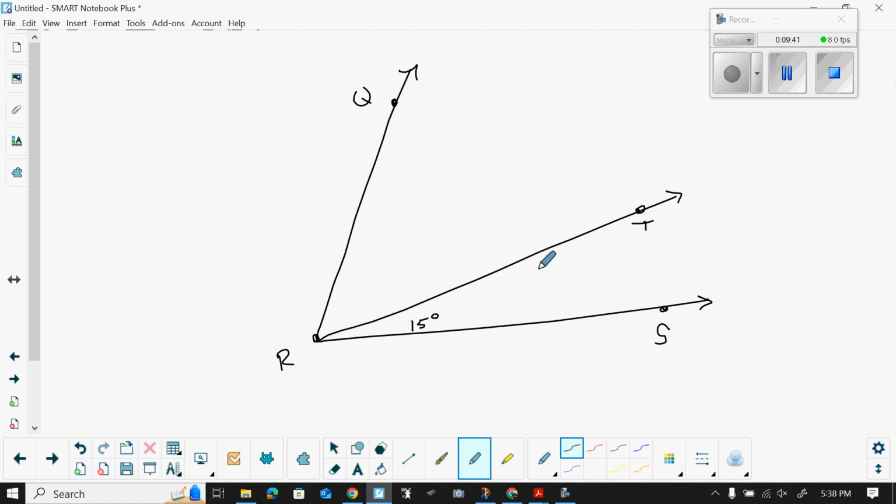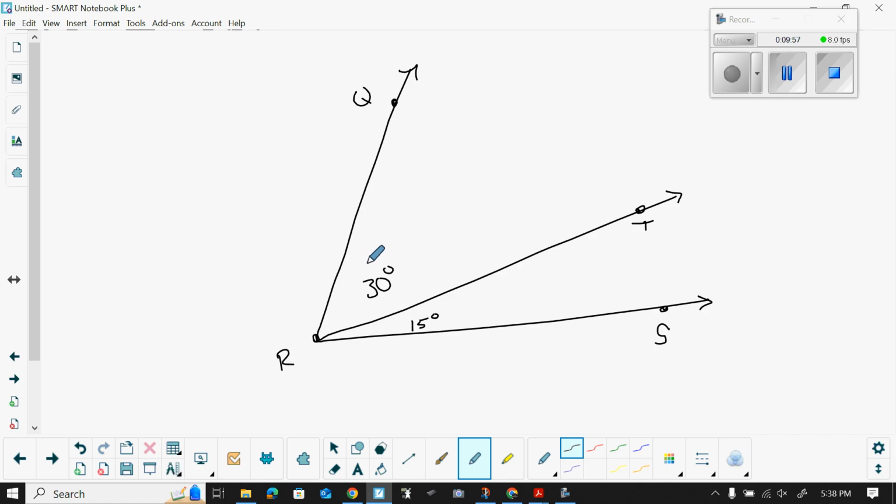I could then say, well, let's say how far opened up is it from this R over to here where the Q is at. I could say this one is opened up, and if you can kind of tell, it's probably about twice as big, and it is. 15 degrees and 30 degrees.